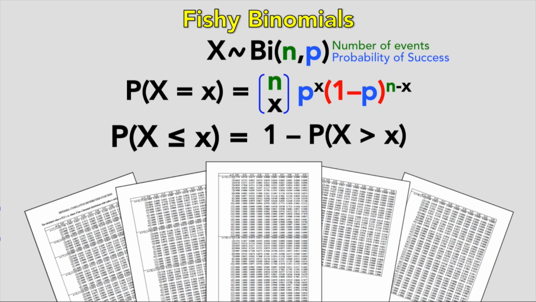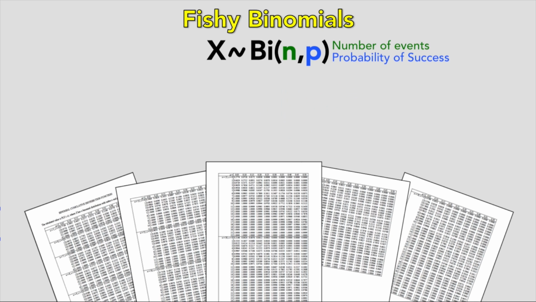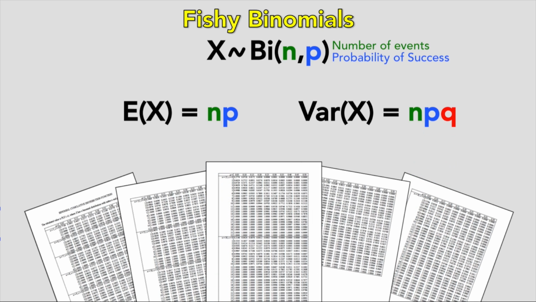Now, some other facts are the mean, or E of X, which is given by np, and the variance, which is given by npq, where q is 1 minus p. As we said earlier, it's that simple. You do need to know that, but that's it. That's your mean and your variance.